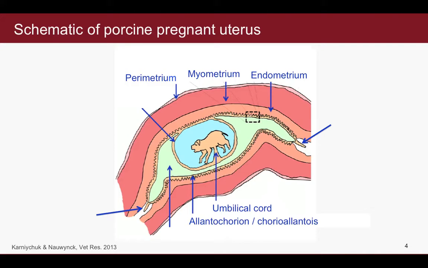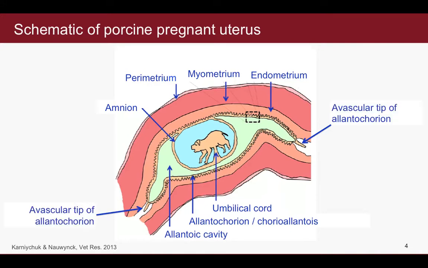There are a couple of other interesting features to note in this image. Firstly, the amniotic cavity and fluids surrounding the fetus, and secondly, the allantoic cavity and fluids surrounding the amnion. Thirdly, there are avascular tips at the end of the allantochorion, which we think may be important for the interfetal transmission of PRRS virus because the avascular tips of adjacent fetuses overlap and are in direct contact with each other.